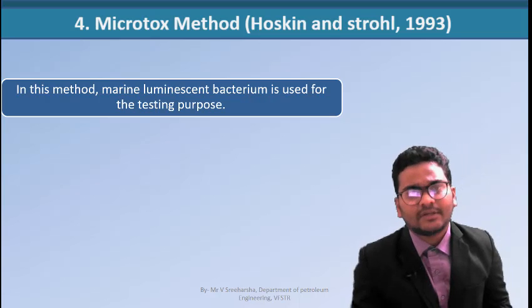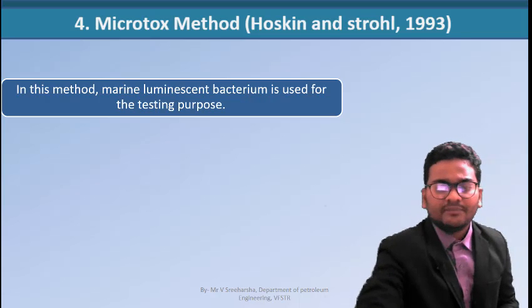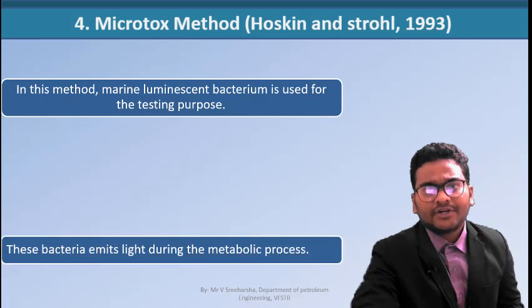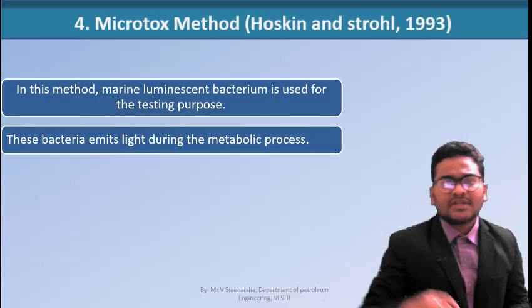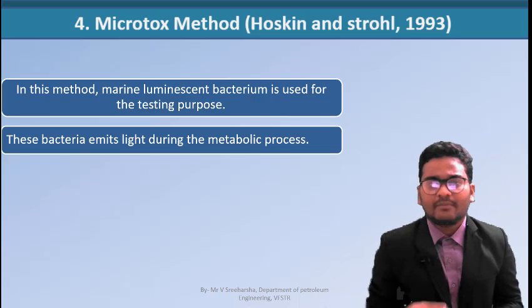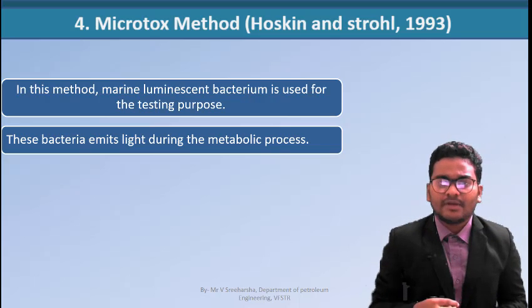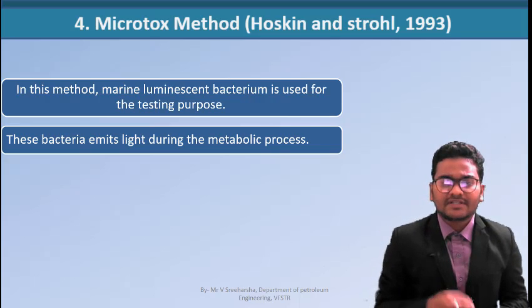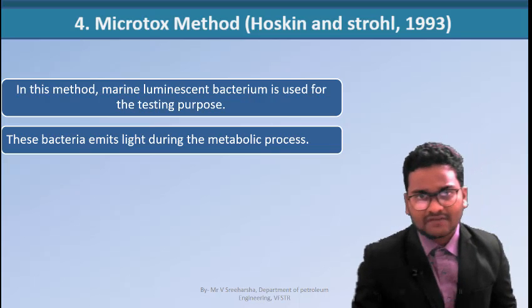This luminescent bacterium emits light according to the material affecting it. Suppose the effect on the bacteria is more, automatically the light emission from the bacteria will become less. According to that, we decide how much impact there is and the toxic levels of the material.